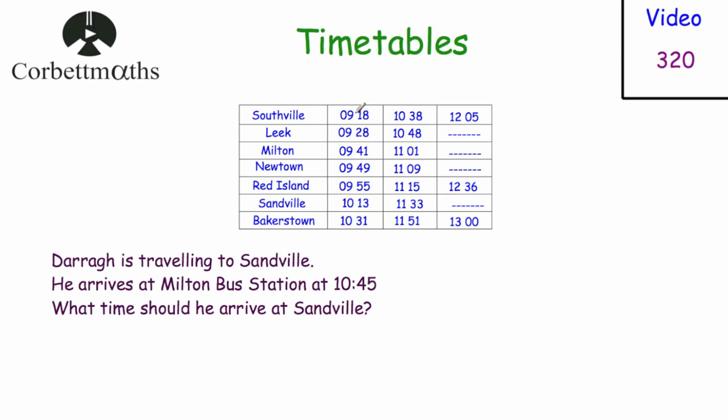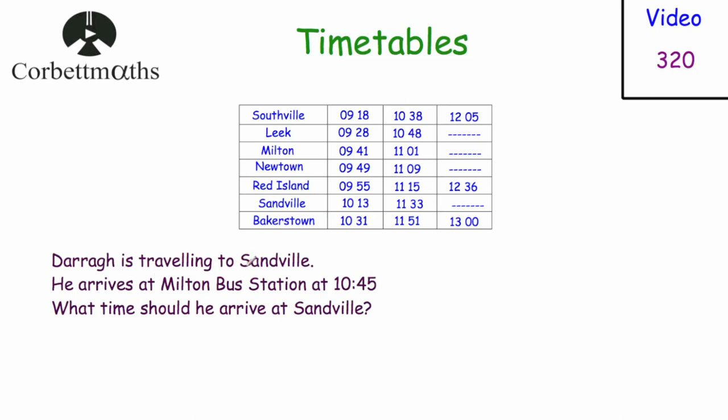So the first bus starts at Southville at 9:18. It arrives at Leek at 9:28 and leaves at 9:28. Gets to Milton at 9:41 and leaves at 9:41 and so on. So this is the timetable. This bus stops at every single stop. This bus, the second bus, stops at every single stop. And the last bus, you can see some of them have got dashes in. That means it's maybe an express bus, so it skips out some stops. So this bus goes from Southville to Red Island to Bakerstown.